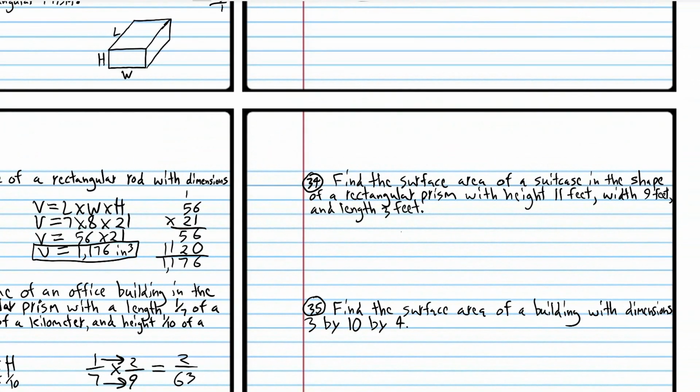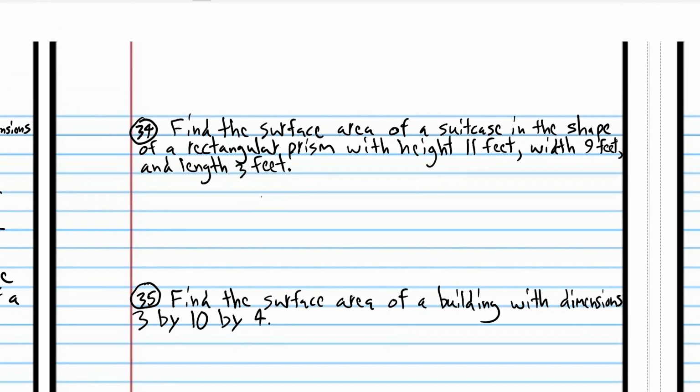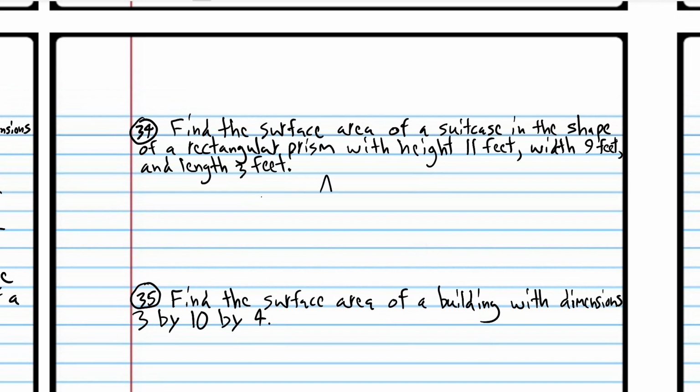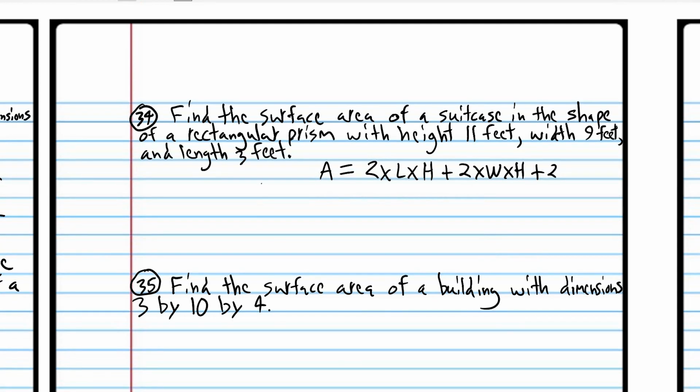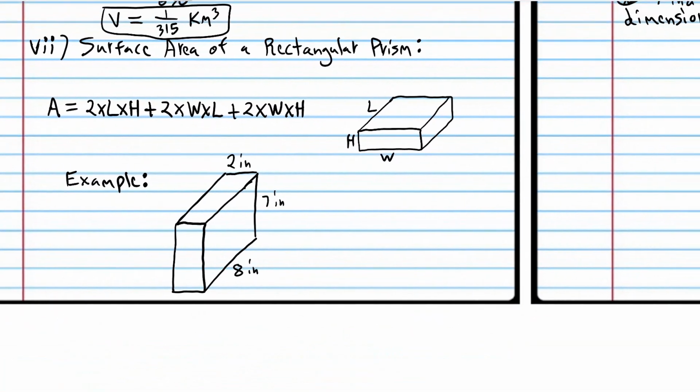Let's try a practice problem. Find the surface area of a suitcase in the shape of a rectangular prism with height 11 feet, width 9 feet, and length 3 feet. So we're not finding the volume. We're finding the surface area. So let's write the formula. A equals 2 times length times height. It doesn't really matter which order you do here. You know what, I'm just going to copy that, let me see here, length, height, width, length.